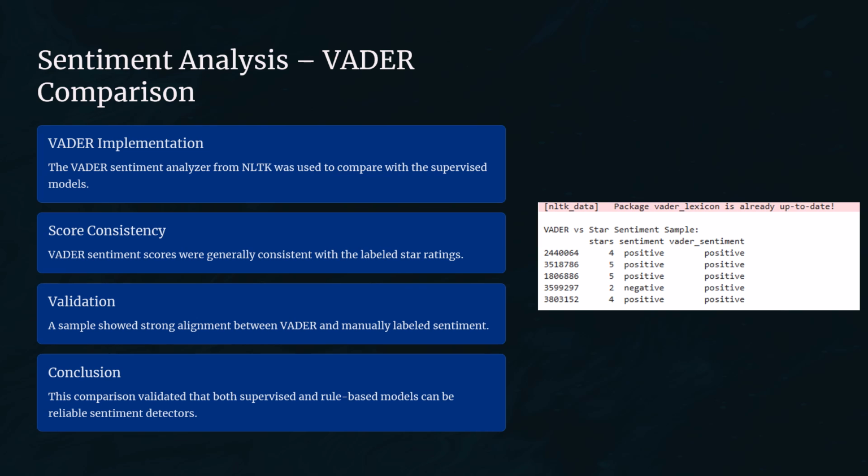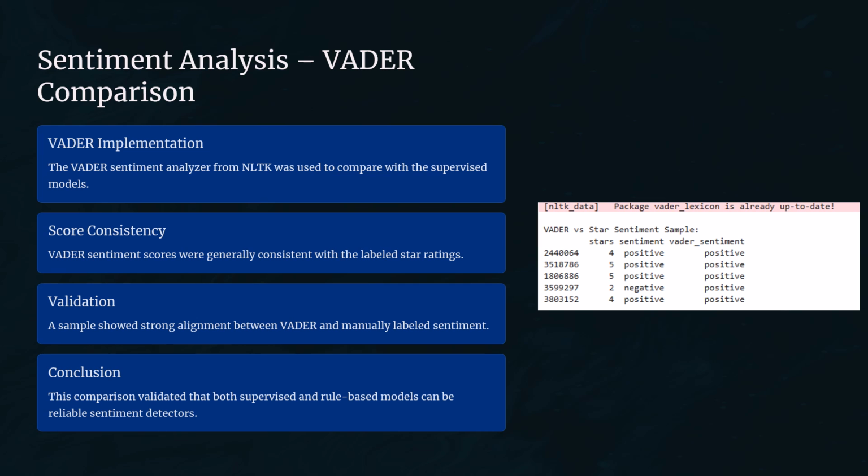As shown in this sample, VADER correctly labeled most reviews the same way as the star-based system. For example, 4-star and 5-star reviews were tagged positive, aligning well. However, one interesting case was review ID 3599297, a 2-star review that VADER still marked as positive. This shows a potential limitation of rule-based methods. They don't always catch sarcasm or subtle criticism, which humans and sometimes ML models can learn to detect better with training.